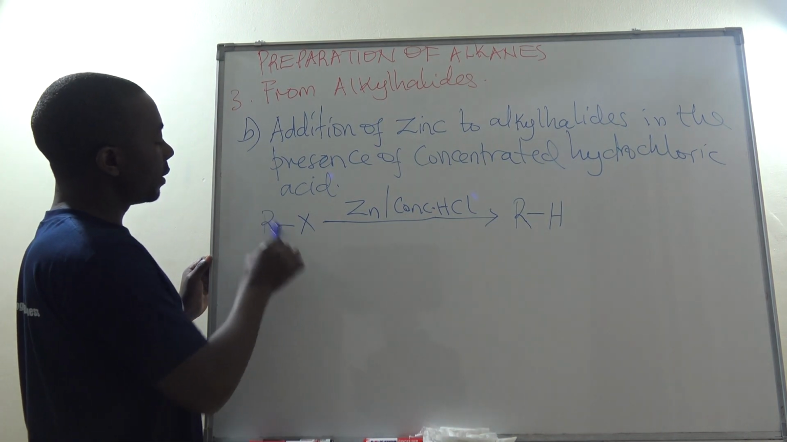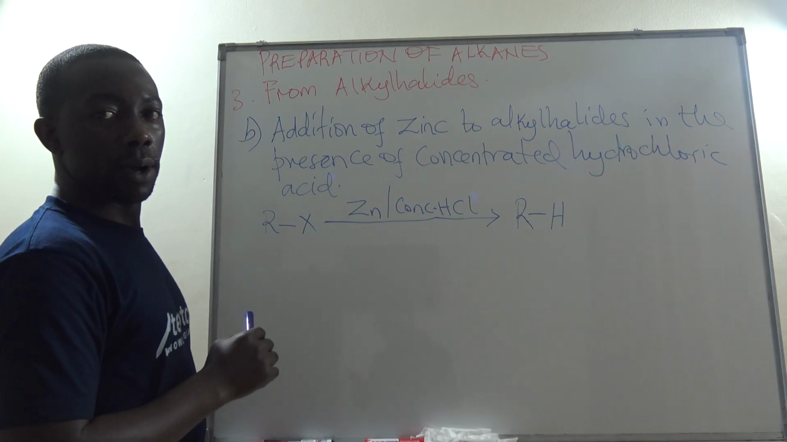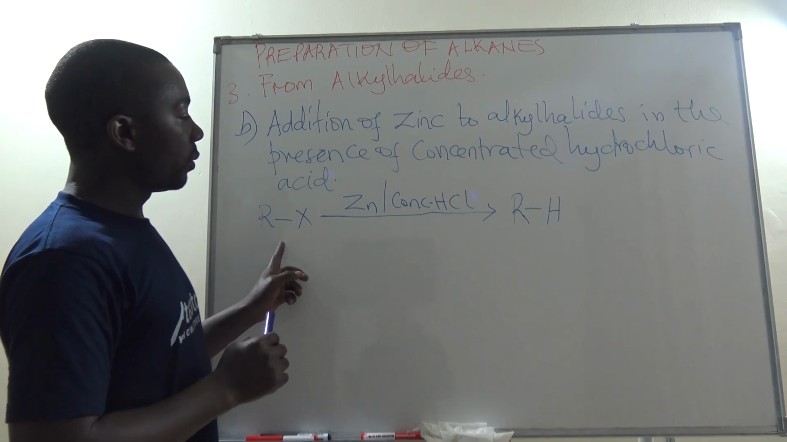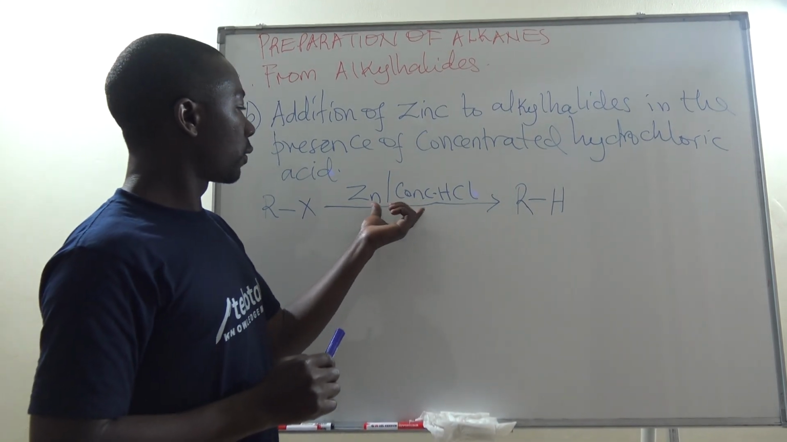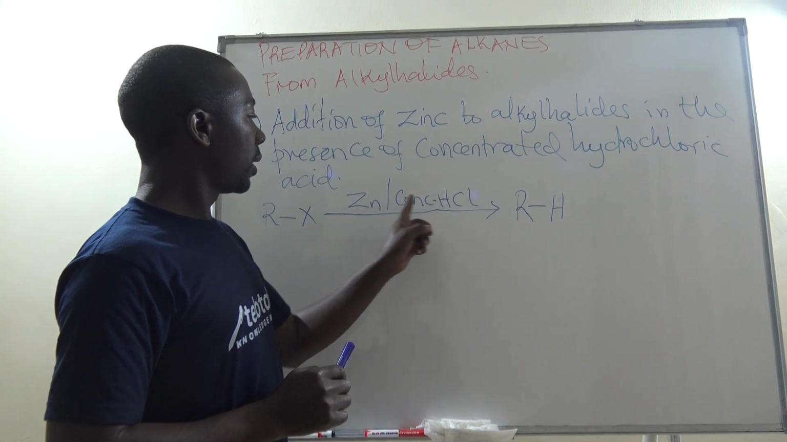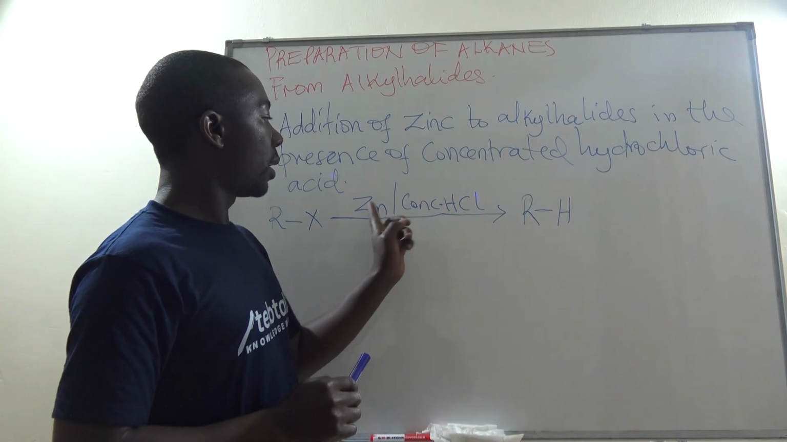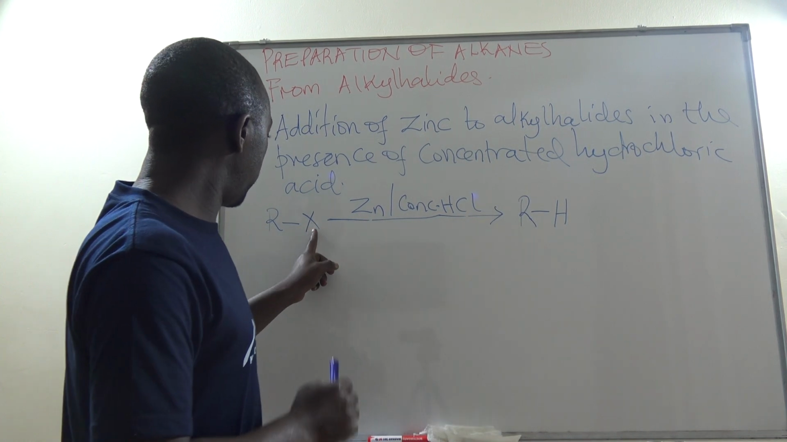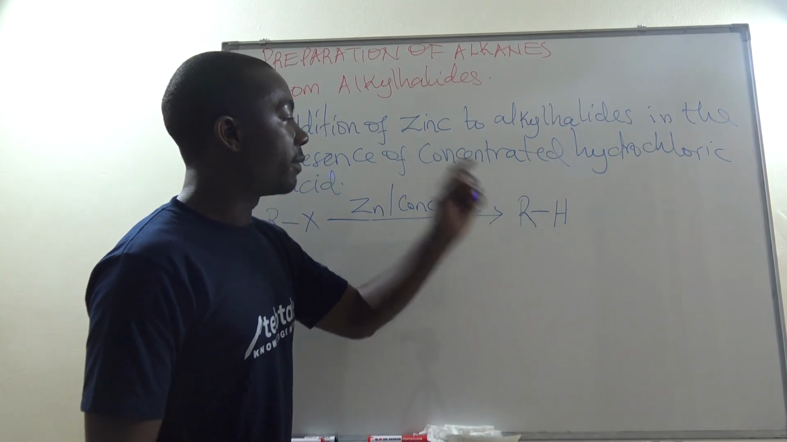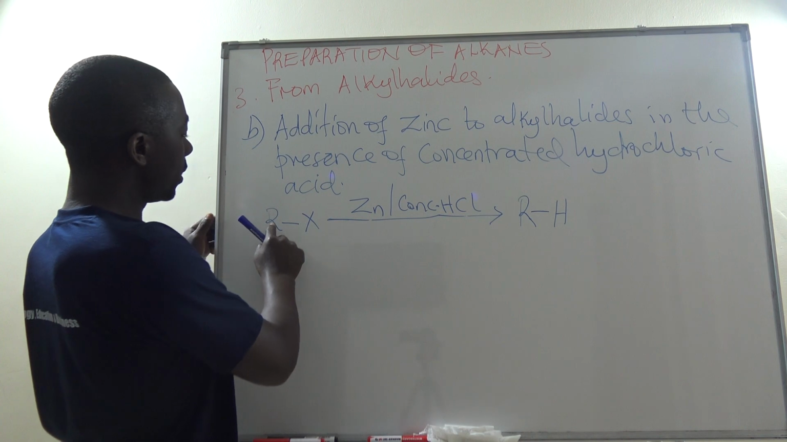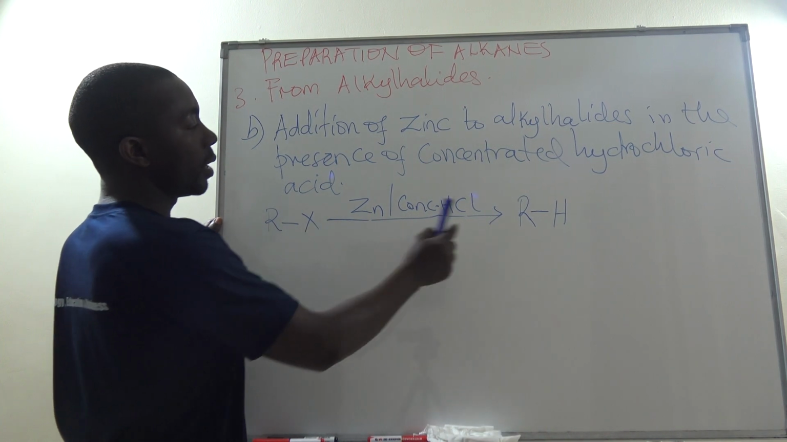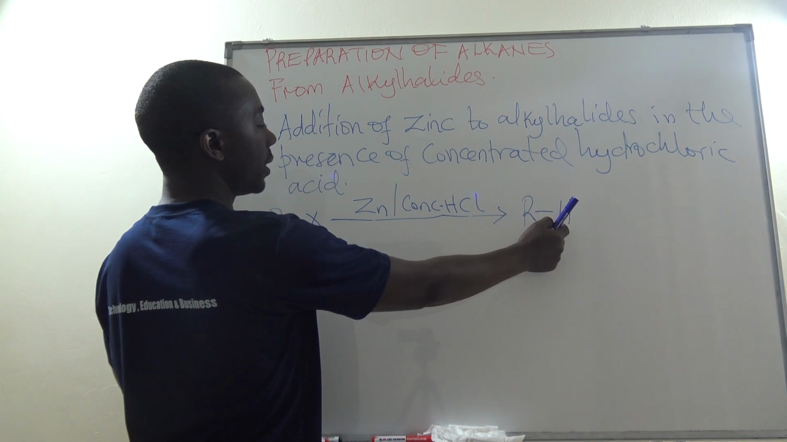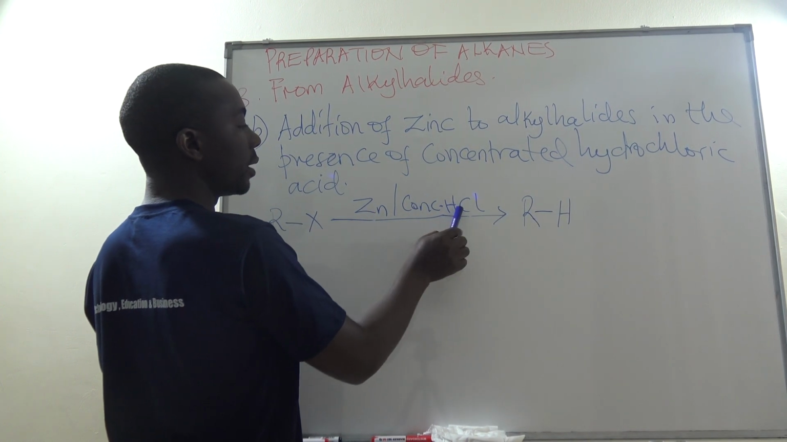Remember, this R is an alkyl group, and the alkyl halide has one hydrogen less. But when we reduce it with this combination, the zinc and hydrochloric acid react, and when the two react, they produce hydrogen. The hydrogen replaces the X. That's why we have RH. Here we had RX, then here we are having RH. Why? This hydrogen is coming from the reaction between the zinc and hydrochloric acid.